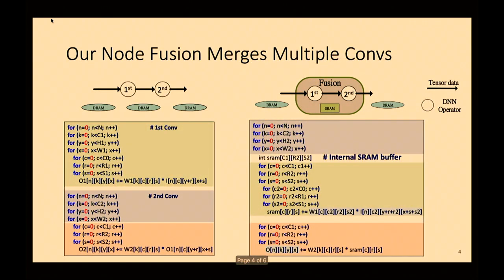Here is our version of node fusion, which merges multiple convolutions. The left part is the data flow of 2 convolutions without node fusion. You can see 2 separate convolution for loops here. And the right part is the fused data flow of 2 convolutions, where the first convolution is computed inside the second convolution. So the output data of the first convolution can be reused in the SRAM.